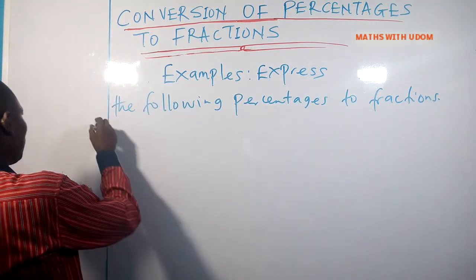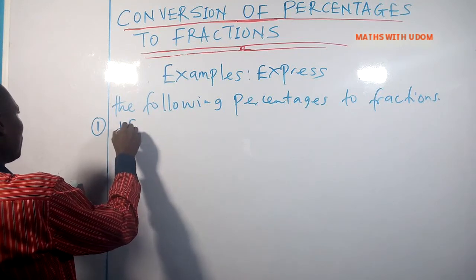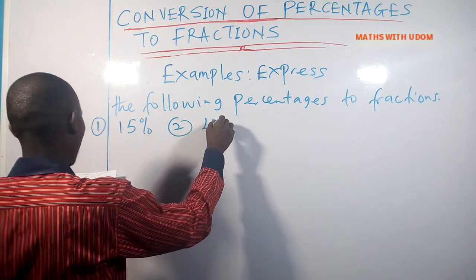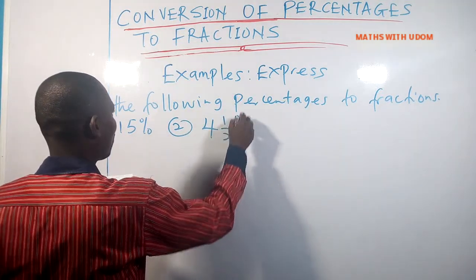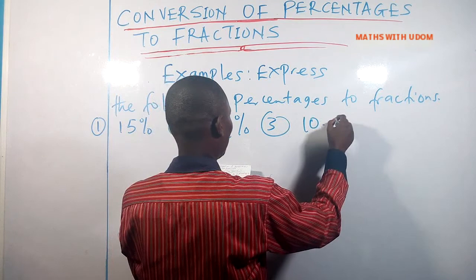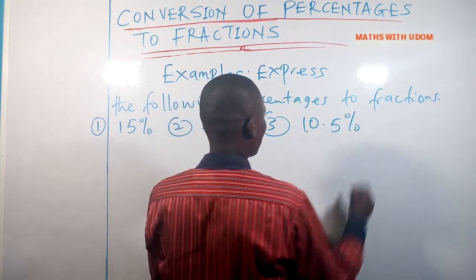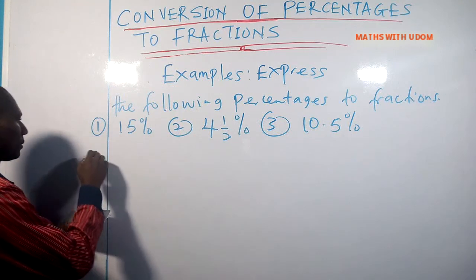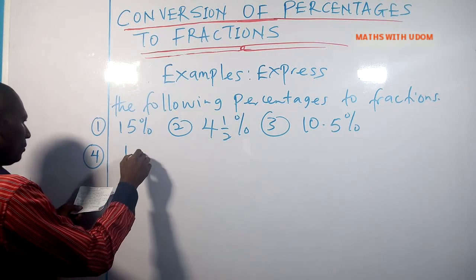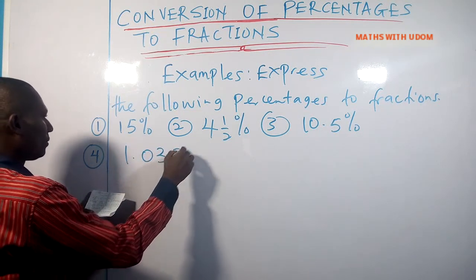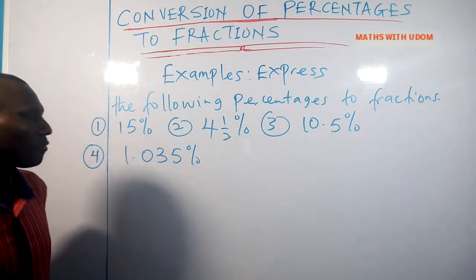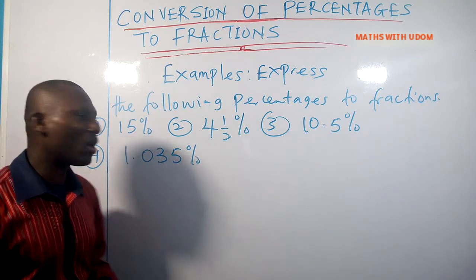Number 1, 15%. Number 2, 4.5%. Number 3, 10.5%. And lastly, number 4, 1.035%. So these are our examples for today. Let's solve them one after the other.